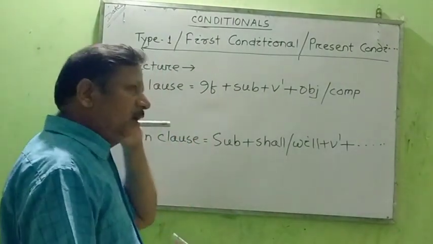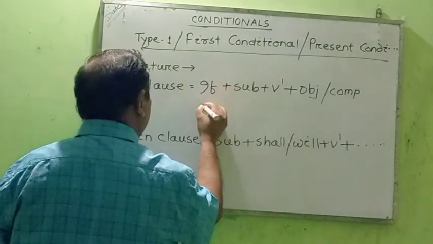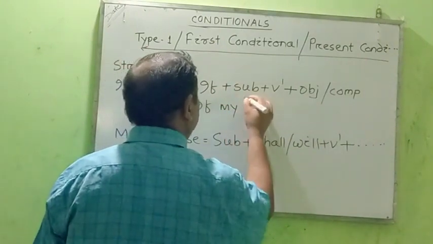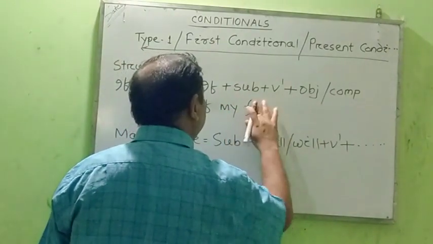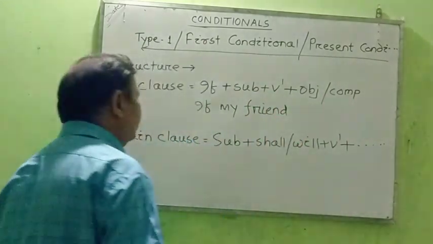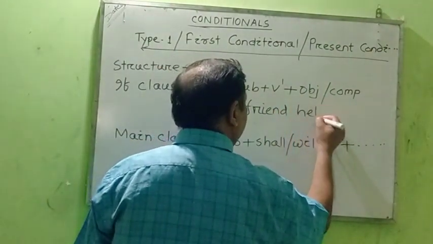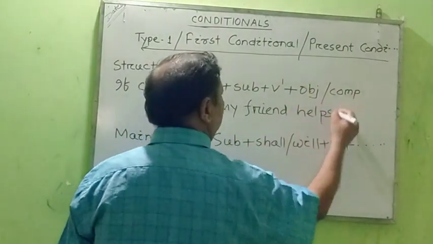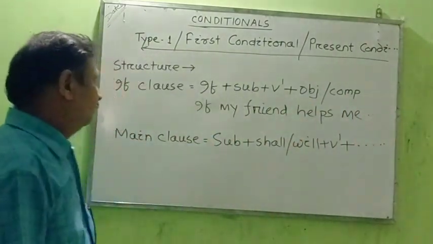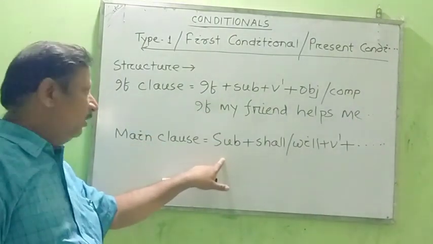See here how it can be made. Let us have an example. Suppose in the if clause it is: if my friend, subject is my friend, then verb 1 helps, then object or complement, suppose the object is me. It is in the if clause, so it is not complete. In order to complete it, we have to write here the main clause.